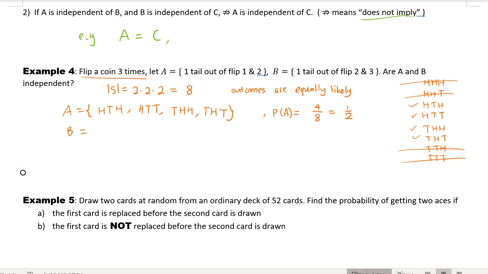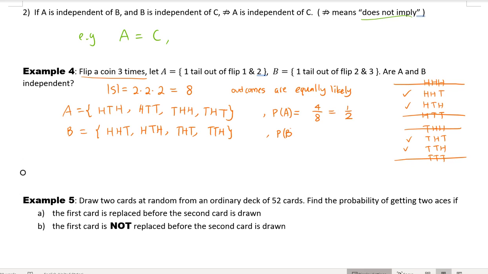And how about B? B is getting 1 tail out of flips 2 and 3. So the outcomes are head, head, tail; head, tail, head; tail, head, tail; tail, tail, head. So for P of B, we have 4 outcomes and the total is 8, so we also get 1/2.